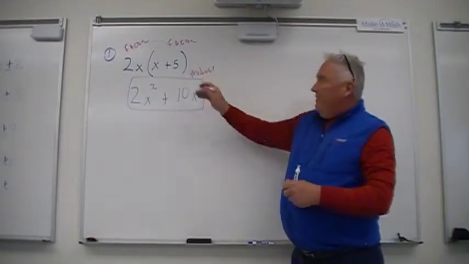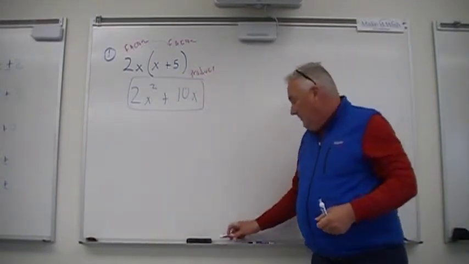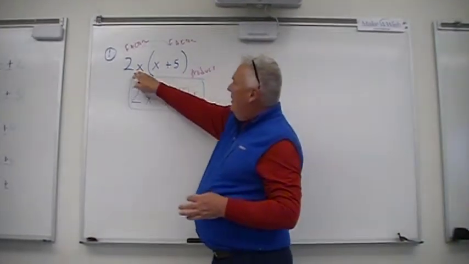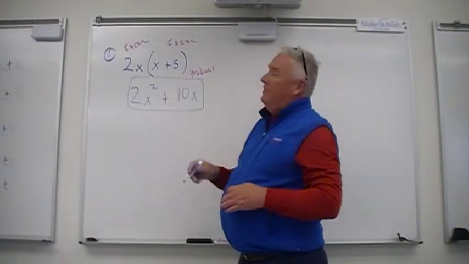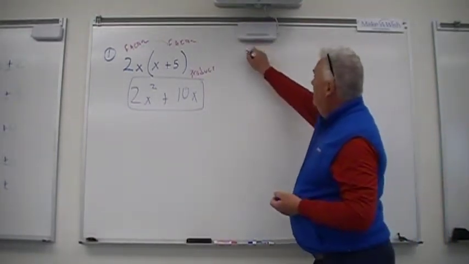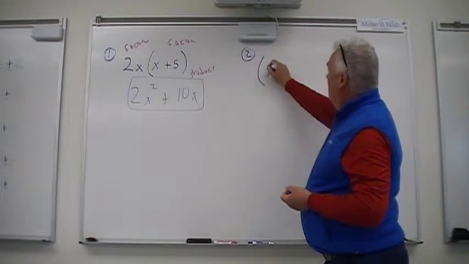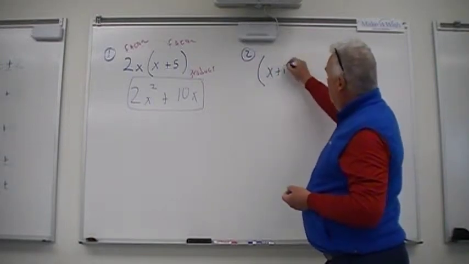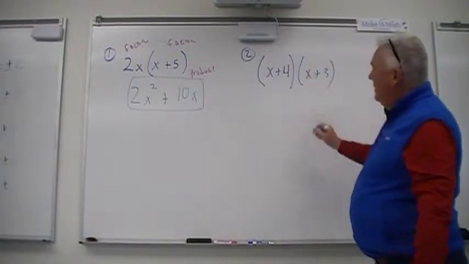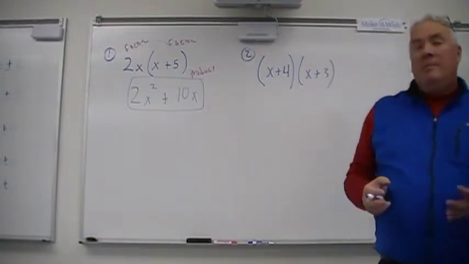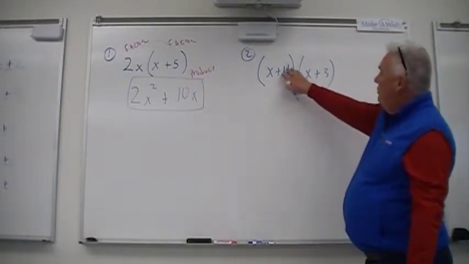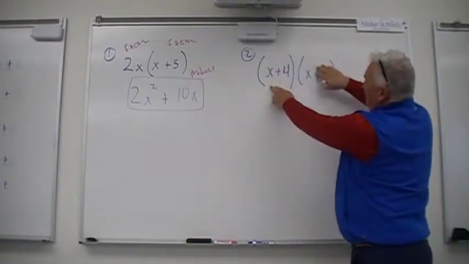Okay, so that's kind of the basics for what we're learning before our next piece. It's got one term here and then two terms here. Pretty easy. Now we're going to do some double distribution. X plus 4 times x plus 3. Okay? What do we get when we multiply those two things together? In this case, we have two things distributed over this.